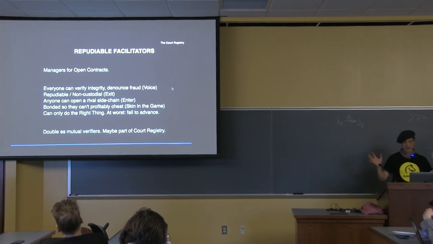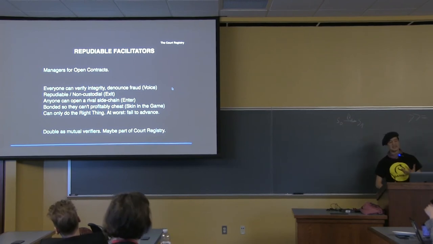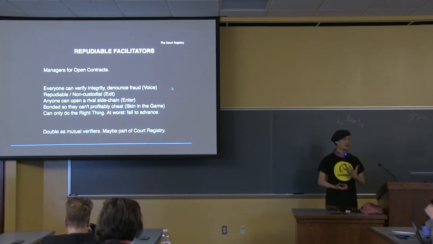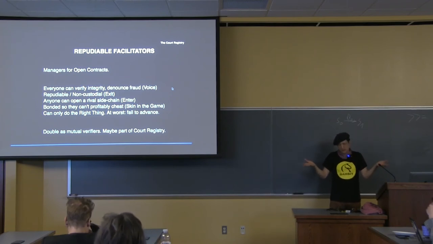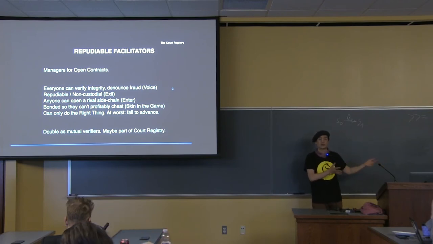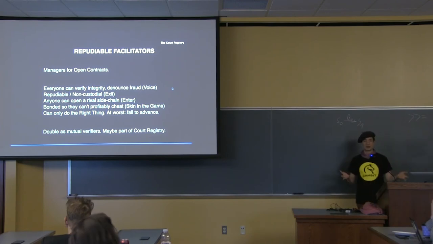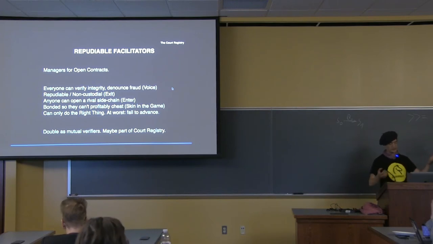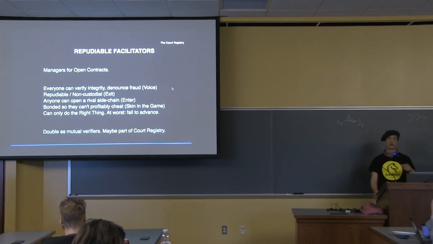But the same problem as in design. And basically, the manager can only do the right thing. The very worst thing he can do is fail to advance, fail to process. And if he fails to render the service that he promises, everyone just moves to someone who doesn't fail. So yes, some managers can fail. Still, in a centralized system, the system can fail. But if it fails, anyone can take over. And it's a free market, there's competition. And in this case, facilitators can double as mutual verifiers.